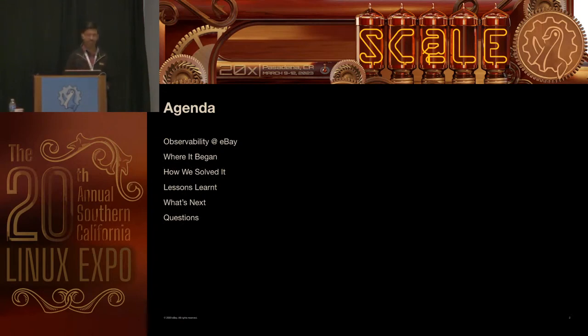So we initially talk about how we do observability at eBay, where this problem statement began, how we went about solving it, some of the lessons we learned along the way, what we are thinking about right now, and if there's time, we can do some questions.